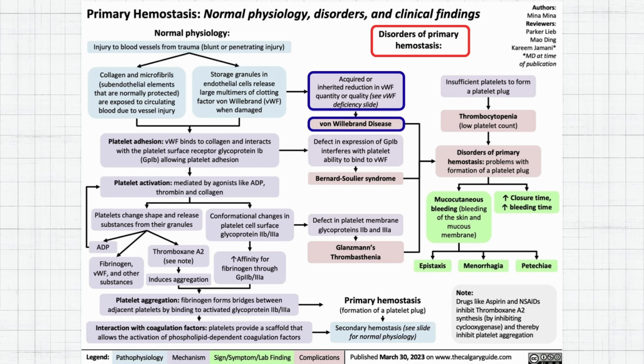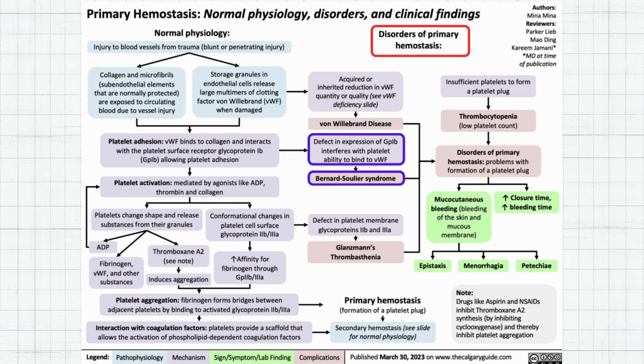This is von Willebrand disease, the most common inherited bleeding disorder. Next, what if the von Willebrand factor is fine, but the receptor on the platelet is broken? If there is a defect in glycoprotein 1b expression, the platelet cannot bind to von Willebrand factor. This is called Bernard-Soulier syndrome. Bernard-Soulier means big platelets, broken glycoprotein 1b.